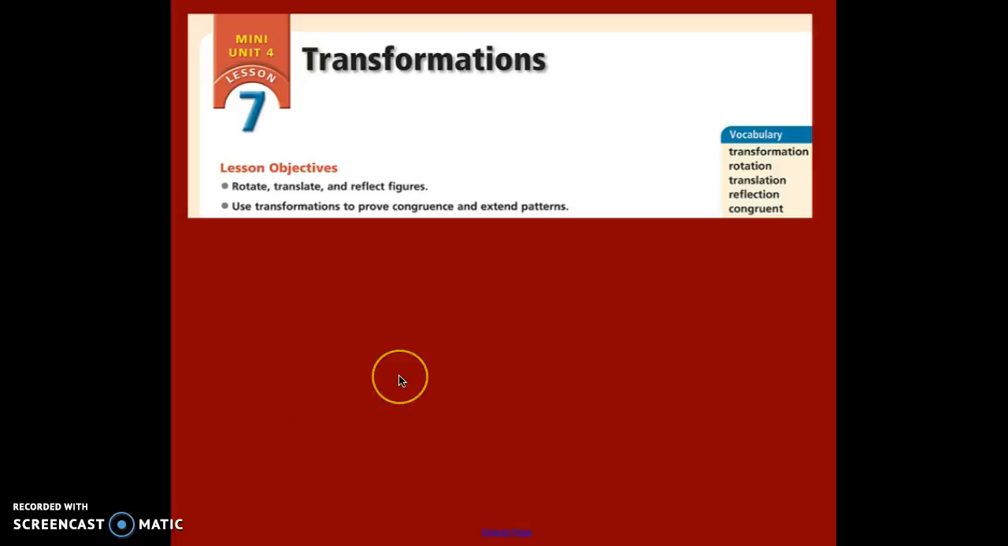All right, this is Mrs. Naslund, and today we'll be looking at Unit 4, Lesson 7, Transformations. Our learning targets for this lesson are: I can rotate, translate, and reflect figures, and I can use transformation to prove congruence and extend patterns. The vocab we'll be focusing on today are transformation, rotation, translation, reflection, and congruent. Let's go ahead and get started.